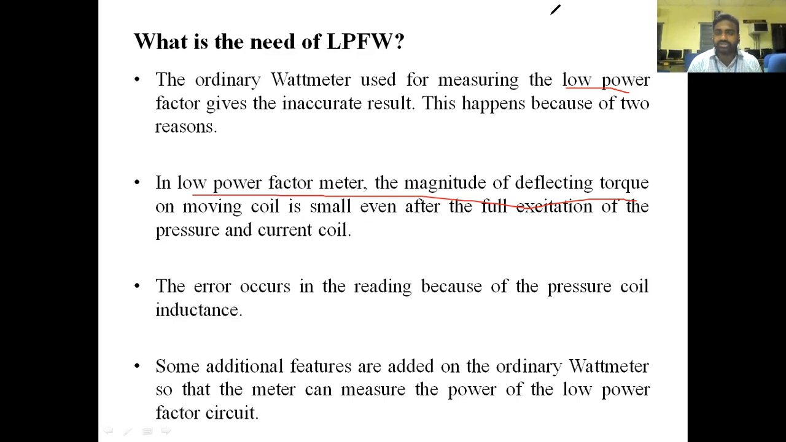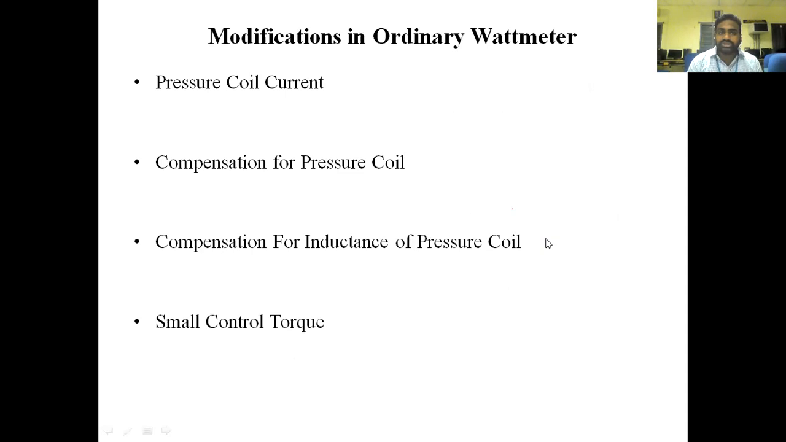So what are the changes with respect to the existing wattmeter? These are the modifications we need to make to a UPF wattmeter to read the low power values of a highly inductive circuit, which is our application for the low power factor meter. We need to change the pressure coil currents. We need to change the compensation with respect to the pressure coil. We need to change the compensation of inductance with respect to the pressure coil, and we need to control a small amount of controlling torque.